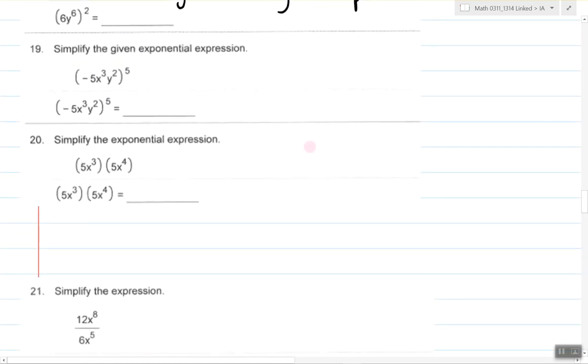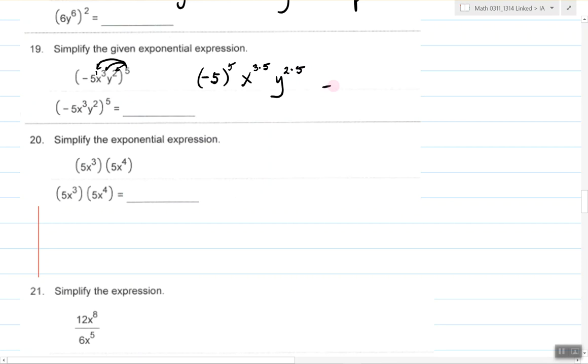Number 19, very similar. The constant right here, that coefficient, has an exponent of 1. So the outer 5 is going to affect all of those. This is going to be negative 5 raised to the 5th power times x to the 3 times 5 power times y to the 2 times 5 power.